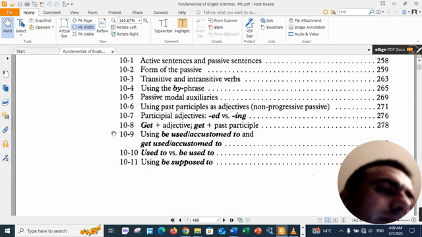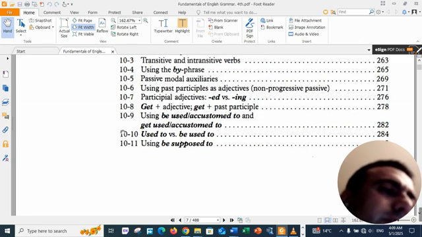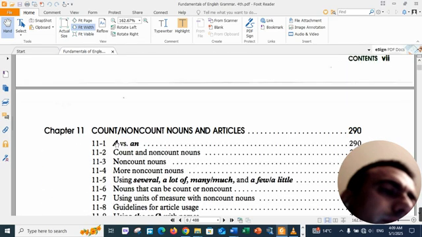10-7, participial adjectives, ed versus ing. 10-8, get plus adjective, get plus past participle. 10-9, using be used to, be accustomed to, and get used to, get accustomed to. 10-10, used to versus be used to. 10-11, using be supposed to.